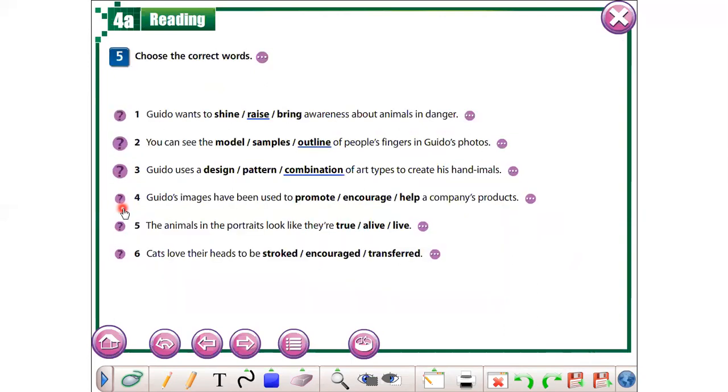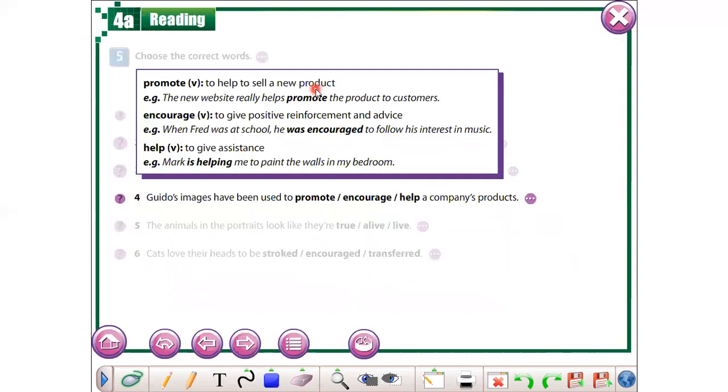Number 4, Guido's images have been used to promote, encourage, or help a company's product. Promote, to help to sell a new product. Encourage, to give positive reinforcement and advice. Help, to give assistance. And obviously, in this case it is to promote a company's product, because when you're promoting a product from a company, you want to sell that product.